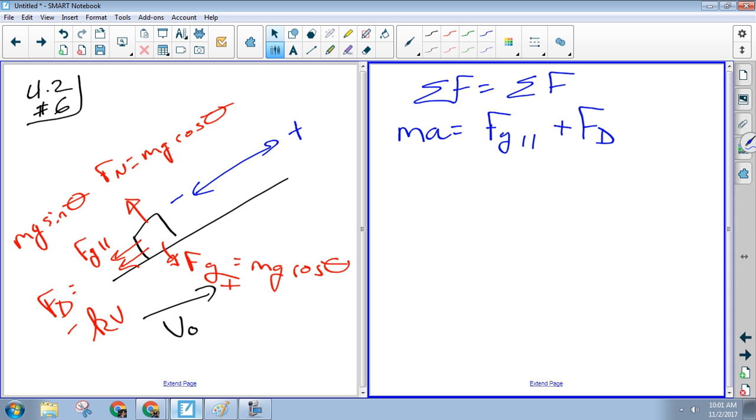a becomes dv/dt. F_G parallel is mg sine theta. Positive or negative? Negative, right? Because these are all positive values, to indicate the fact that gravity is pulling it down the ramp, I have to manufacture that negative sign. Good? And then drag force is negative kv. Should the negative be there? Yes. k is positive, my velocity is up the ramp, that's positive, so to make my drag force negative, I have to put the negative sign in.